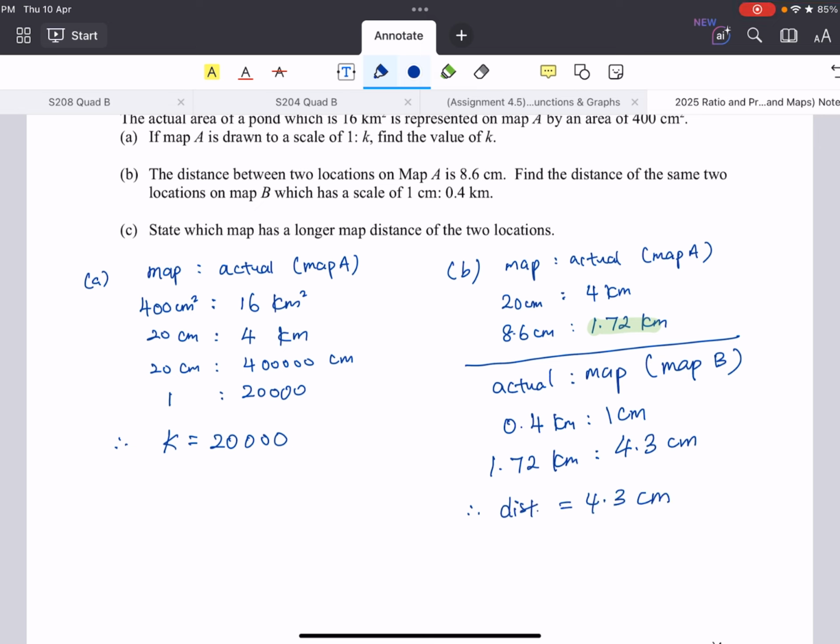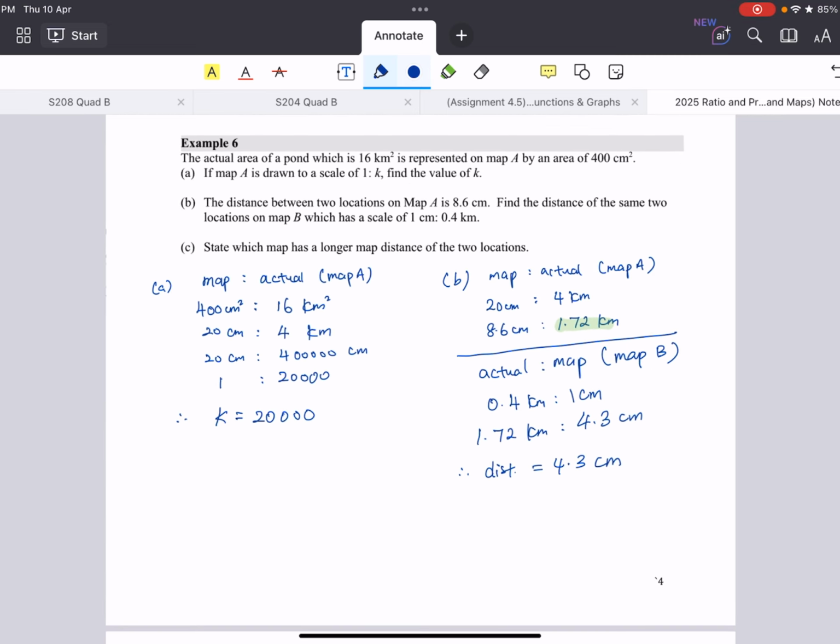Remember to write this statement because this line over here is a ratio. The answer is not a ratio, the answer is the actual length. So this is your final answer. Okay, so be clear about that, right?